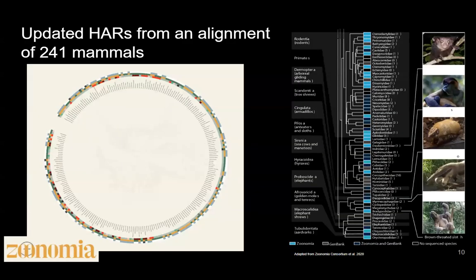And so one thing that's really cool right now is when HARs were first identified, it was using a sequence alignment of about 29 genomes. And since then, now we have an alignment of 241 mammals. And in addition, many of these genomes are much more complete than they originally were. So using this alignment from Zoonomia, we wanted to identify an updated set of HARs.